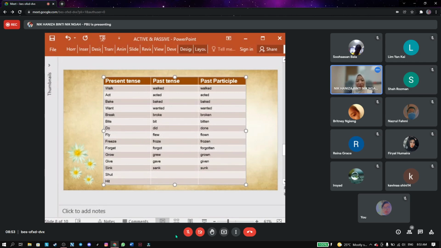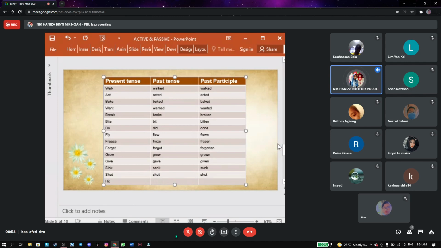Okay, shut. What is the past tense for shut? Shut. S-H-U-T. Same. Okay. Same. Shut. What about past participle? Same. Okay. Same. Yes. Similar. Shut. Shut. Okay. So this is an irregular verb.